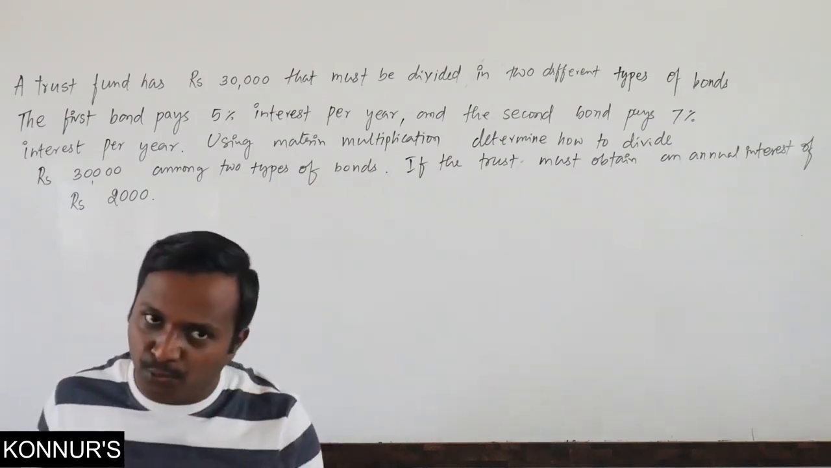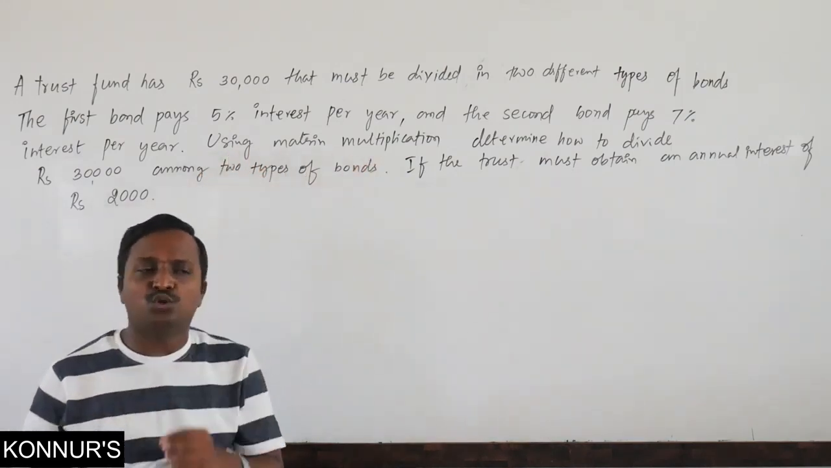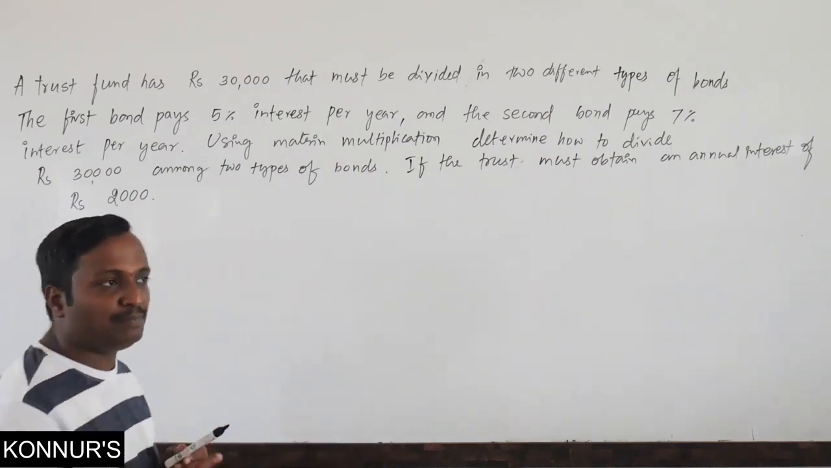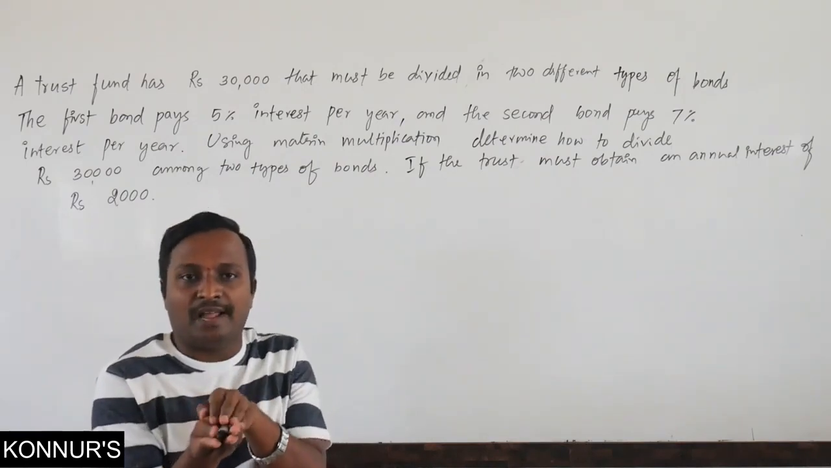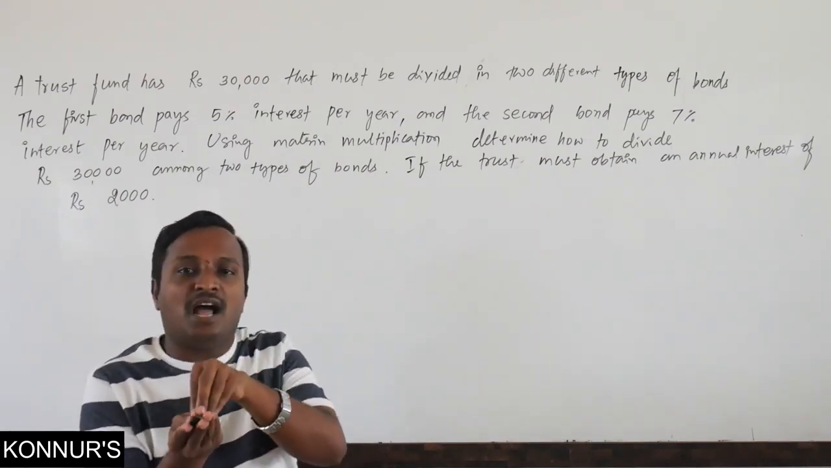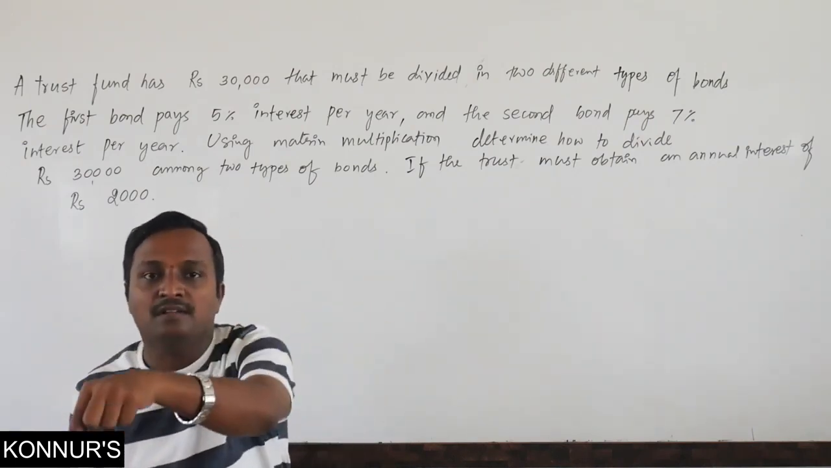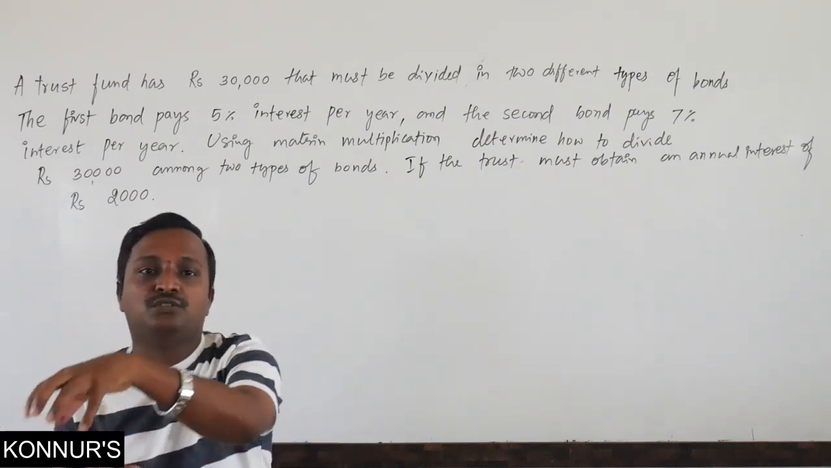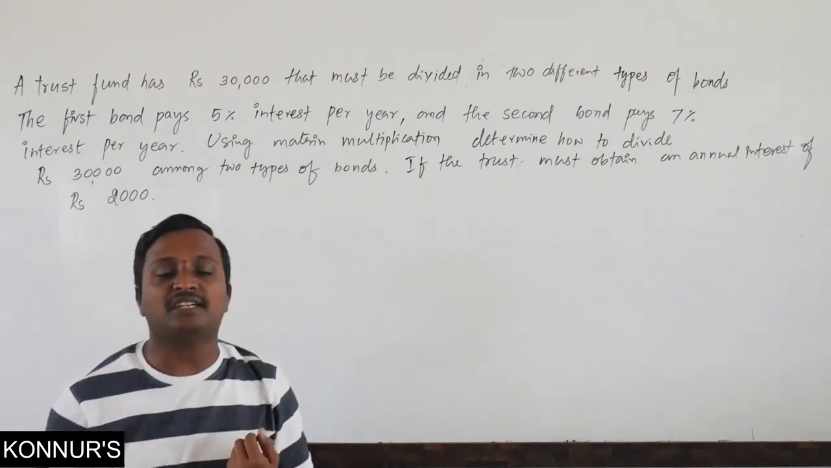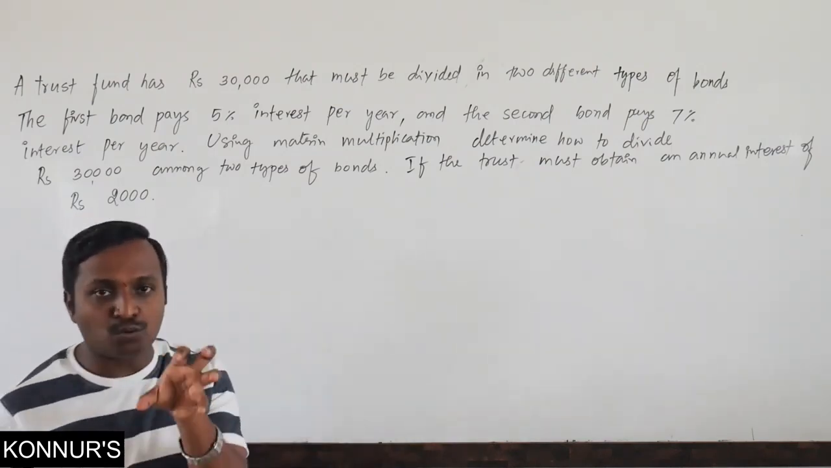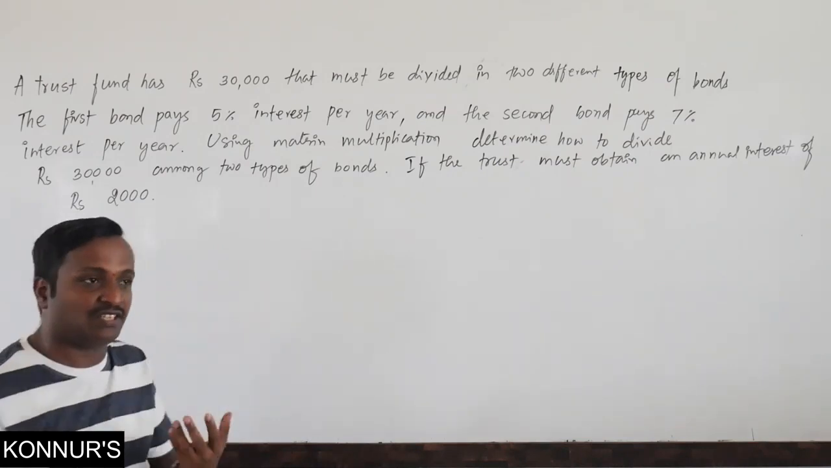By hand we can do it, but it will take time. They mention clearly that you have to use matrix multiplication. I have 30,000 in my hand and I have to divide it into two types of bonds, fixing deposits according to their interest. At the end of the year I must get 2,000 rupees interest. How to divide it using matrix multiplication? Let us discuss it now.